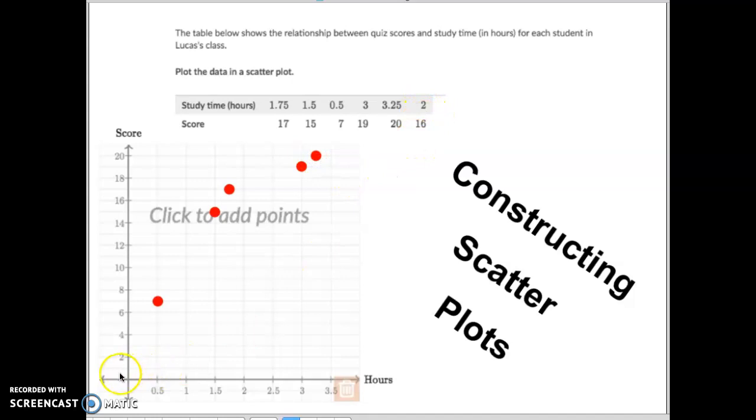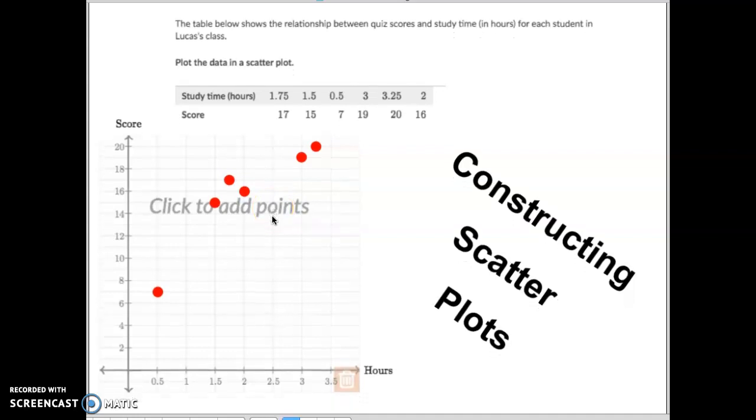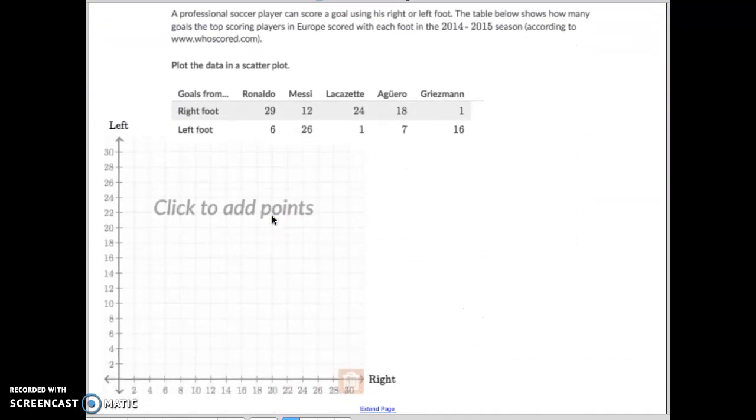And then 2, 16, we go over to 2 and 2, let's see where it's 14, 15, 16 right here. Put a dot right there. That's all there is today. You're graphing scatter plots. Let's do one more to make sure you're all okay with this one.